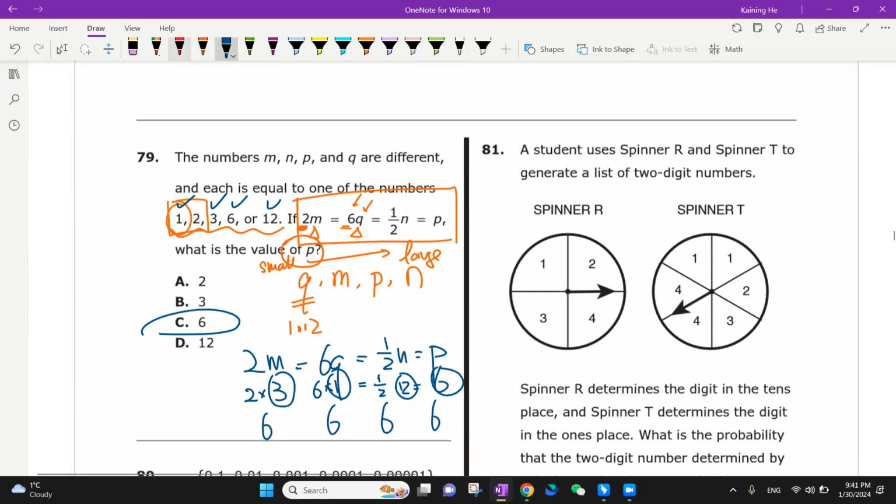Let's double check on the other one and see if I can actually solve for it. What if I try number 2? Let's try 2. If I have 6 times 2, this whole thing becomes 12. That means 1/2 N will become a 24, and we don't own the number 24. So my first try is already correct, because N cannot be a 24.